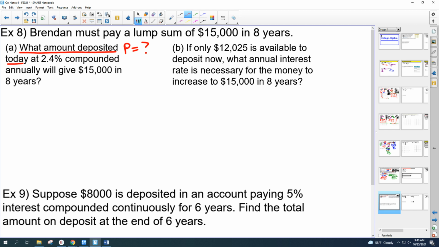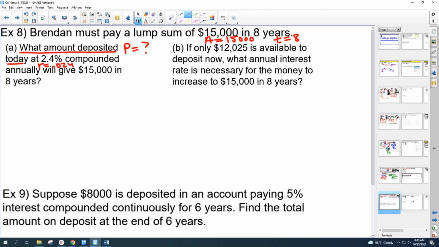Starting amount. Okay. They're telling me in this problem that we're ending up having to pay $15,000 in 8 years. So we're going to end up at 15,000. We started at I don't know what. That's what we're trying to figure out. Obviously, this is the rate. Move the decimal 2 times, divide by 100, however you want to think about that. And what do we have? 15,000 is the A.